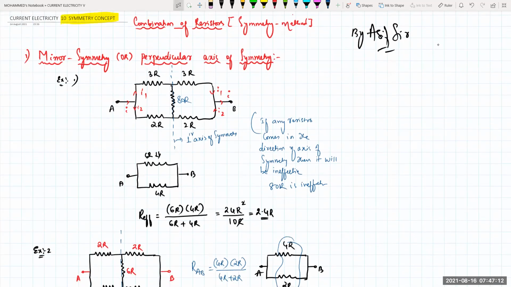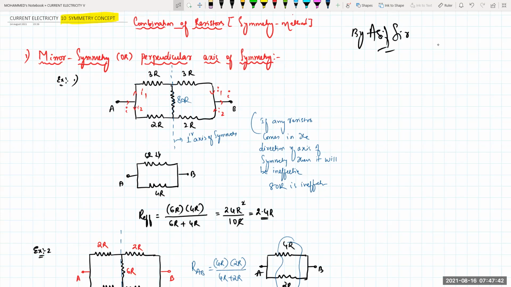Chalo, next one. Combination of resistors beta, symmetry method. The first one is known as mirror symmetry or perpendicular axis symmetry, and the axis must be perpendicular to the A and B. Mirror symmetry means exact reflection. Ante kada, whenever we stand in front of a mirror, we get the exact image. Isn't it clear? This is called mirror symmetry or perpendicular axis symmetry.